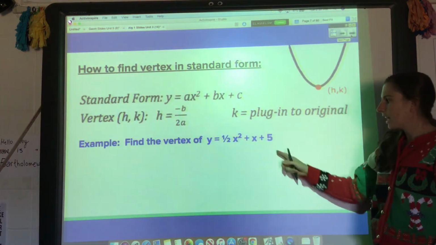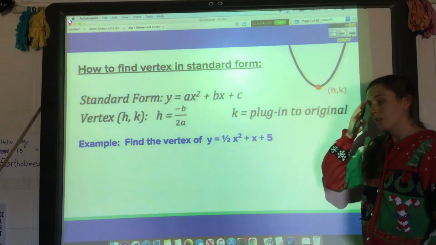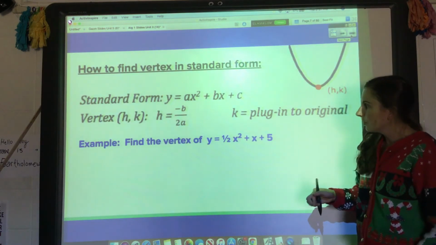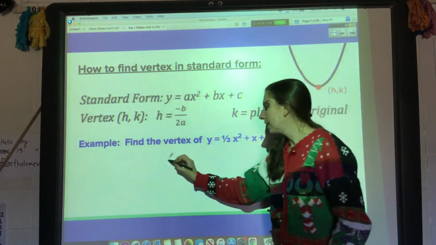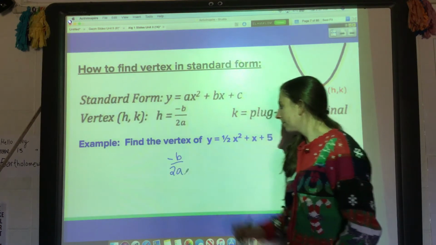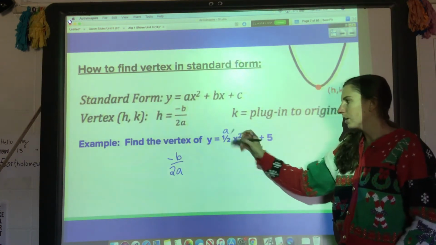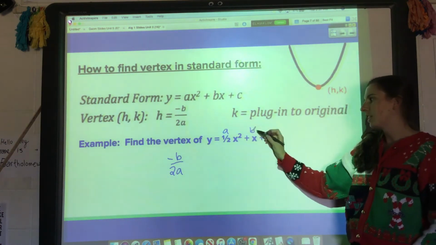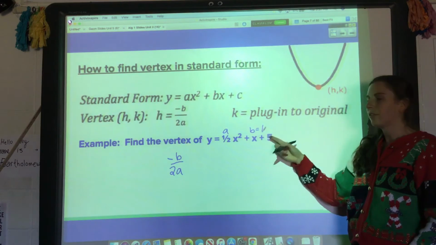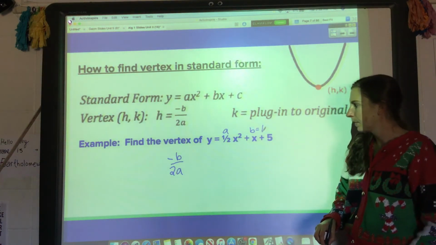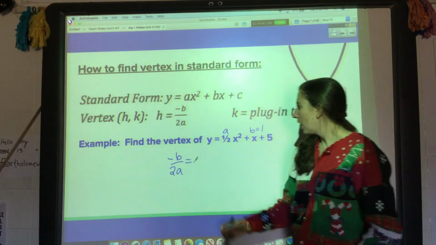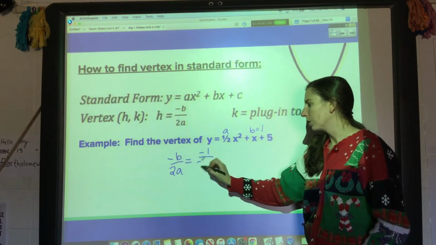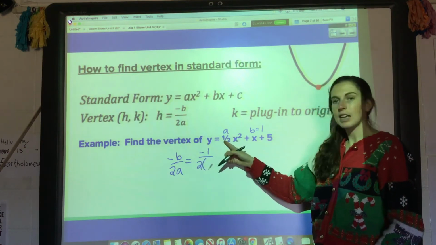So for example, imagine I have this quadratic equation and I want to find the vertex. I could graph it and just see where the vertex is, or I could do -b over 2a. This is my a right here, the 1/2. b is whatever's in front of the x, which in this case is a 1, and then the 5 is c, but I don't need that.